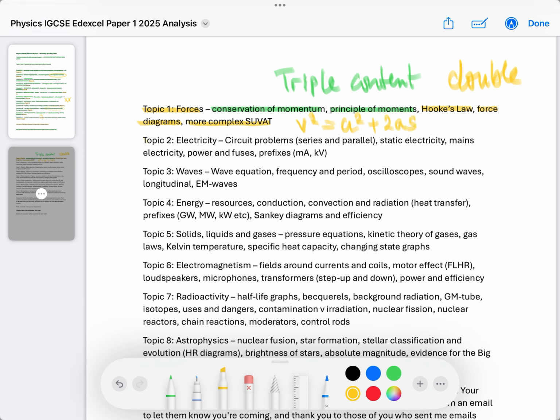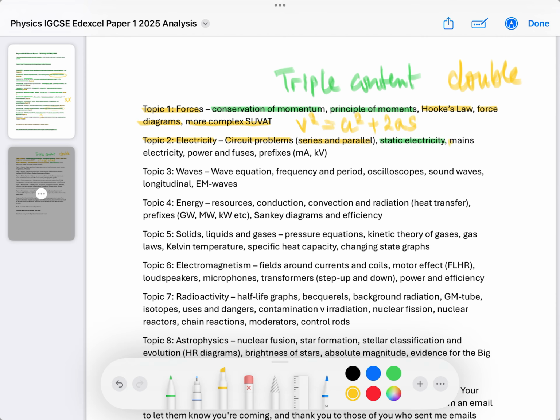And then topic 2, electricity. The main part of electricity, which is in triple, not in double, is static electricity. Everything else that I've listed can come up in either paper. So circuit problems, we haven't really had any circuit problems, so if I was setting the exam, I would want a parallel circuit in there and to give you a problem to solve in electricity.